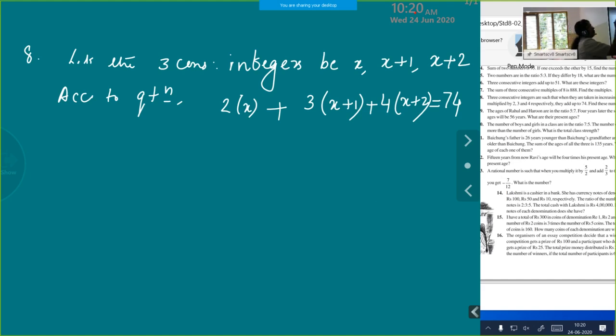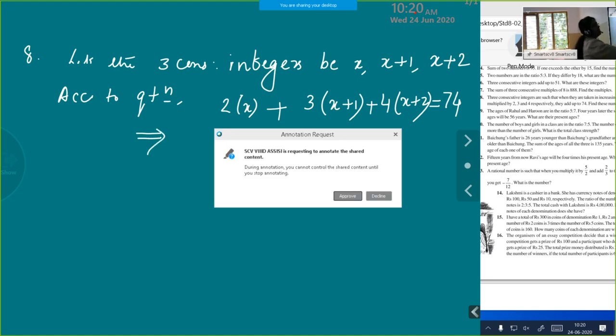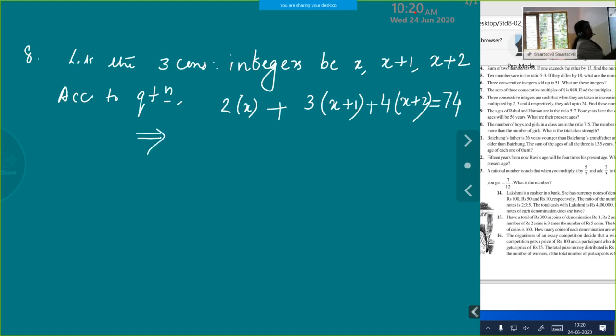Now I am going to do the simplification in this step. This sign means implication only. Don't get any doubt regarding the sign. So this is going to be 2 into x is 2x plus. Now use the distributive property here to open the bracket.